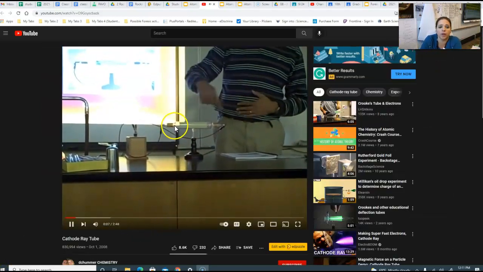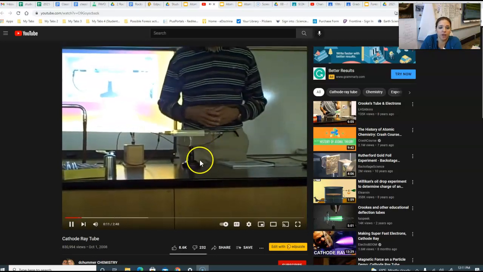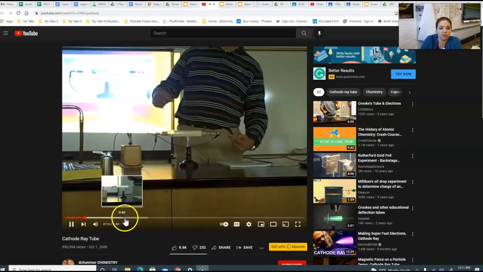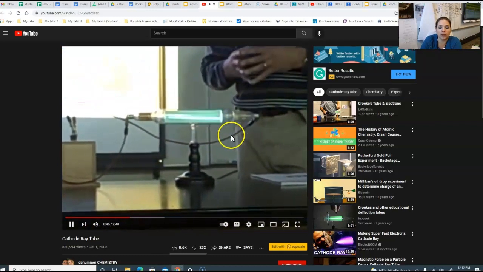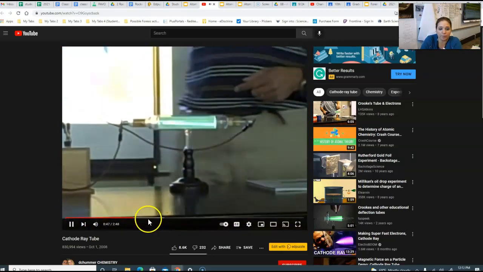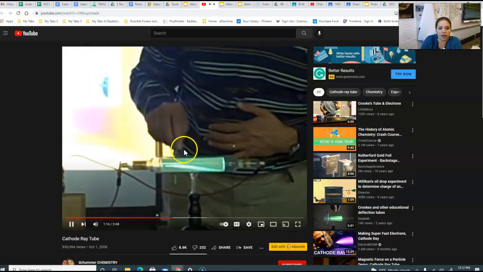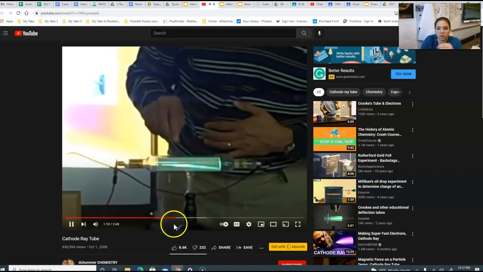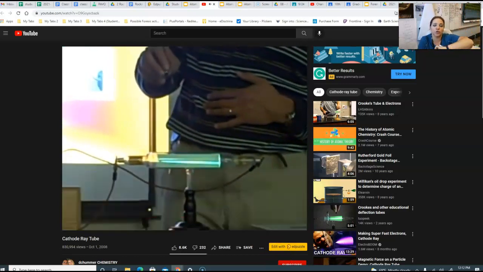This is a cathode ray tube that you can see right here. He's got a positive and a negative. He's going to turn it on. When he turned it on, you can see that the ray gets deflected a little bit. And look, as he puts the magnet down, the negative end, it is bending. It's literally bending it, which I find is so totally cool.